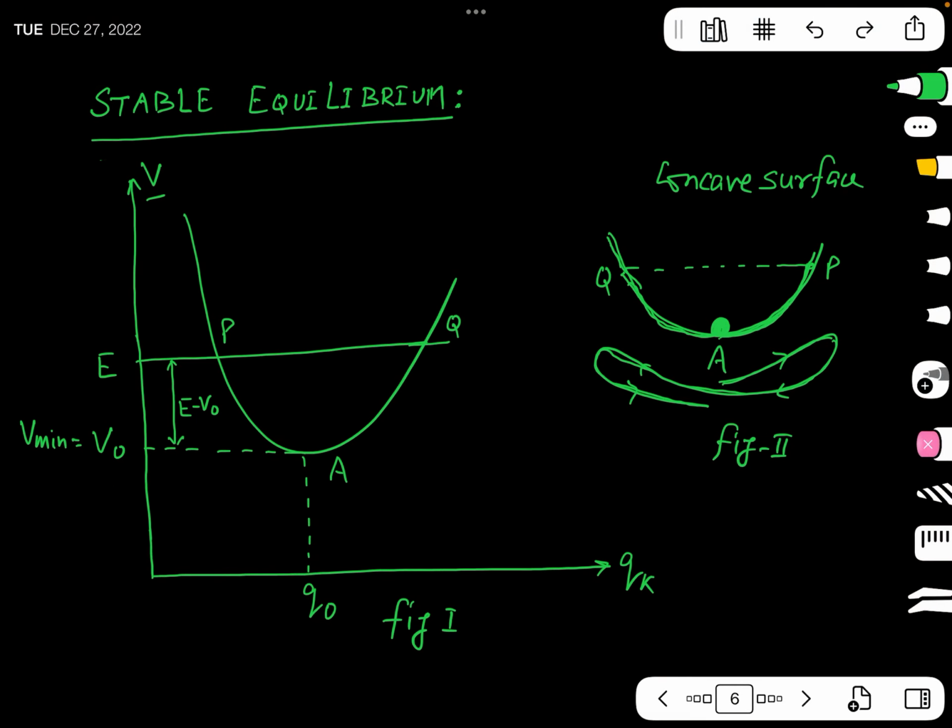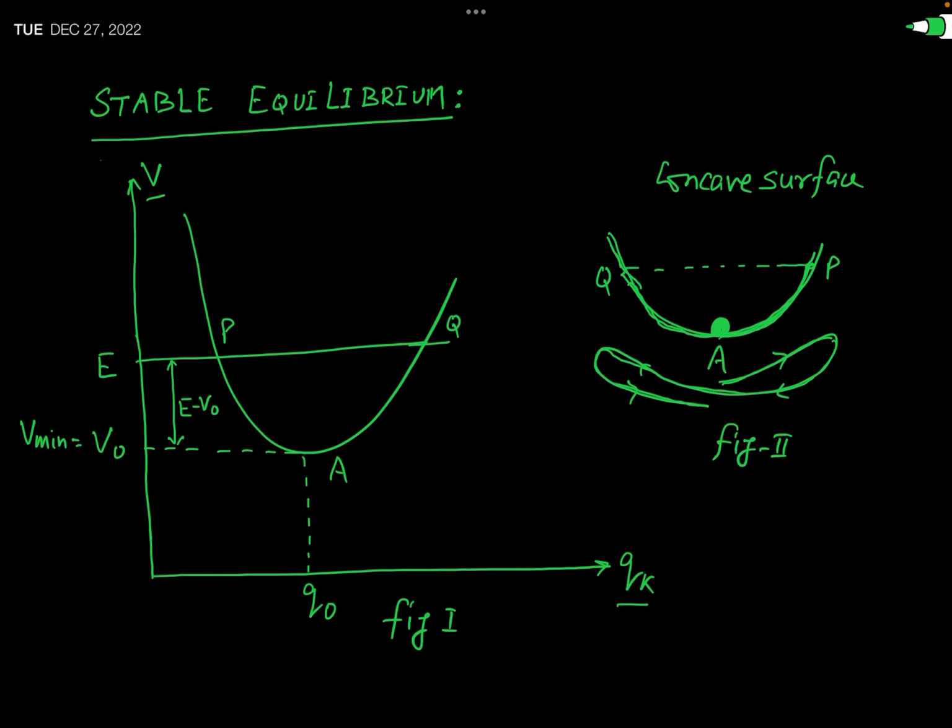This is the V versus qk graph. This graph, plotted between V and qk, is called the potential energy curve. I have assumed it here. We are not given any potential energy function related to this qk, but let us say that if V is plotted against qk, we get a curve like this, which I have shown in this figure, and I am just marking this path, you can see.